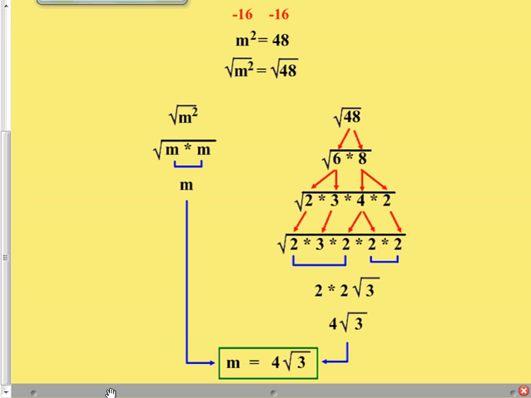This is our answer. Sorry about that, an alarm just went off on my phone. Okay, and our value is m equals 4 square root of 3.